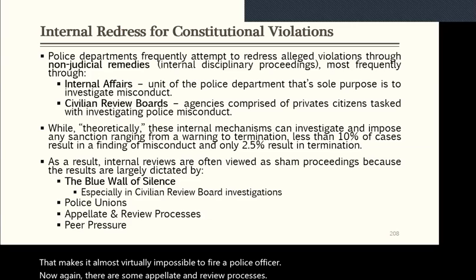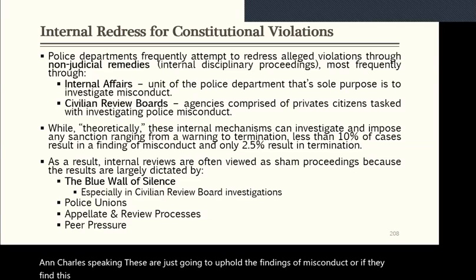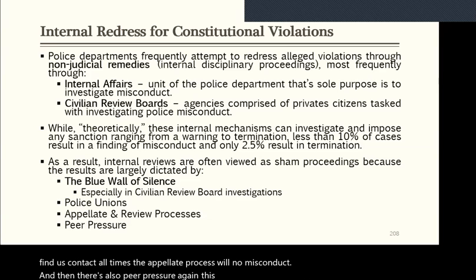And generally speaking, these are just going to uphold the findings of no misconduct, or if they find misconduct, a lot of times the appellate process will go, nope, no misconduct. And then there's also peer pressure. Again, this relates back to the blue wall of silence.